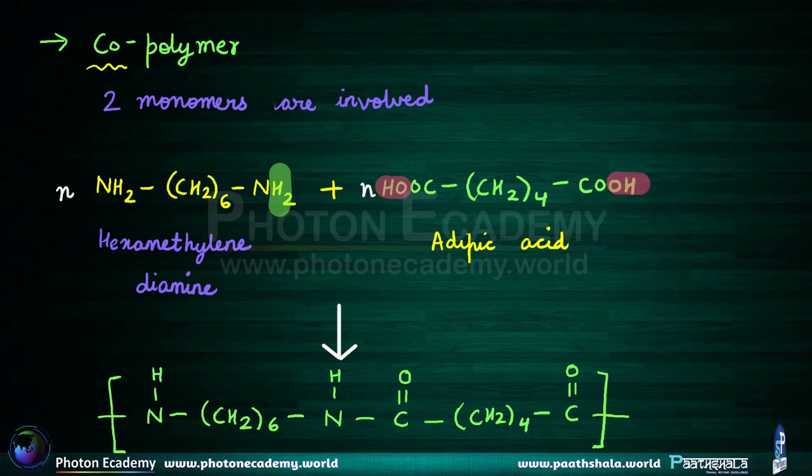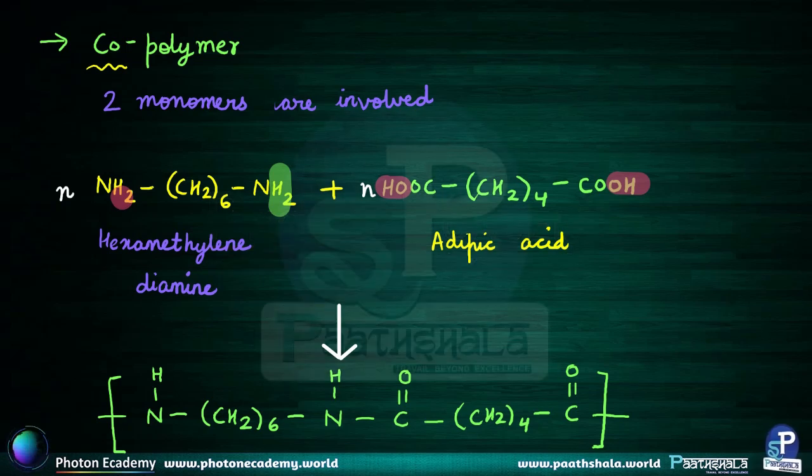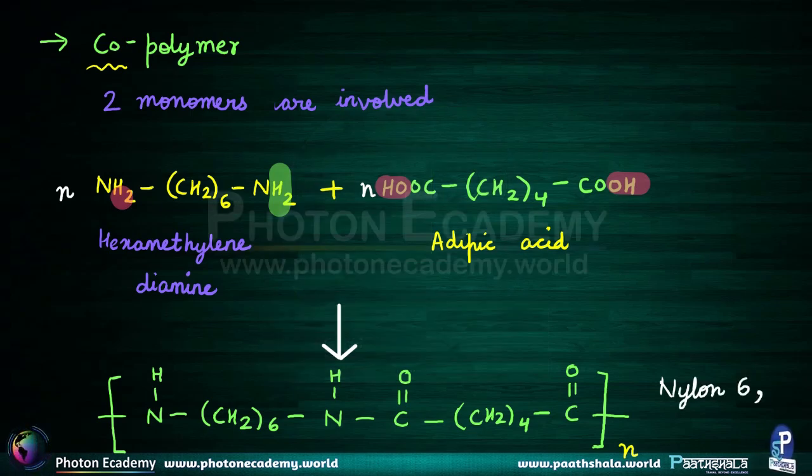an H from this side is lost. Why? Because we have to open the chain on both sides, because we are forming a polymer over here and we have got N units of this. And now the name of this particular polymer is nylon. So this is called nylon 6,6.